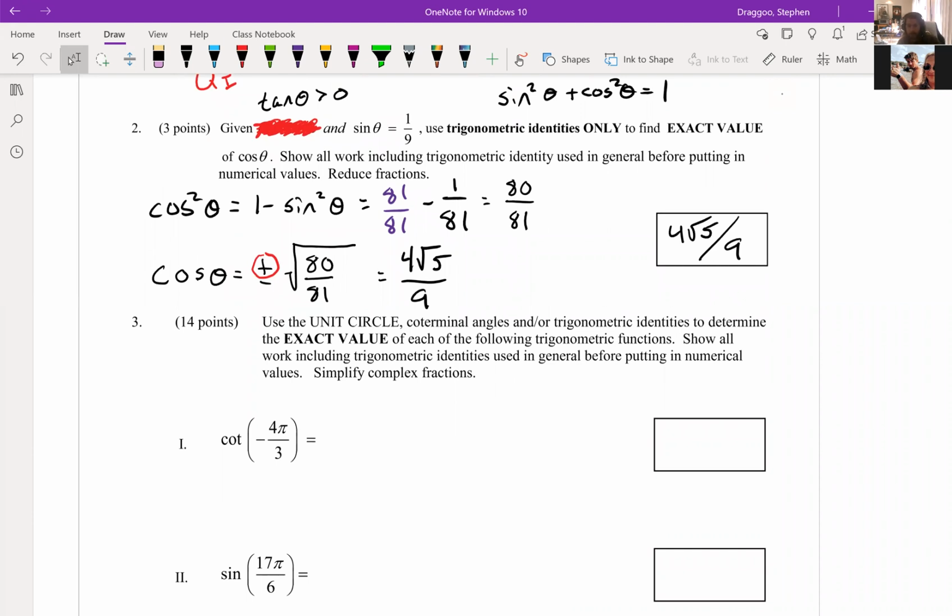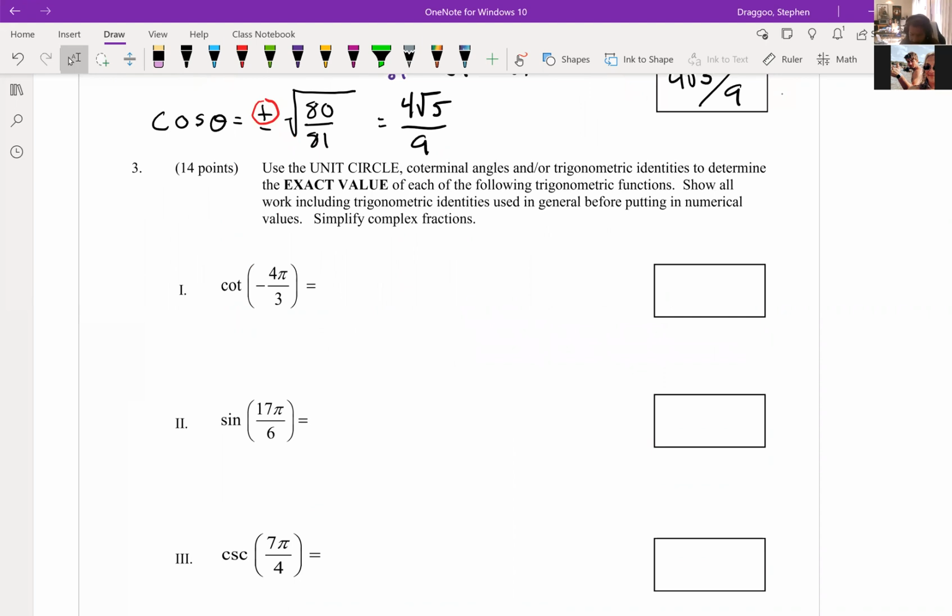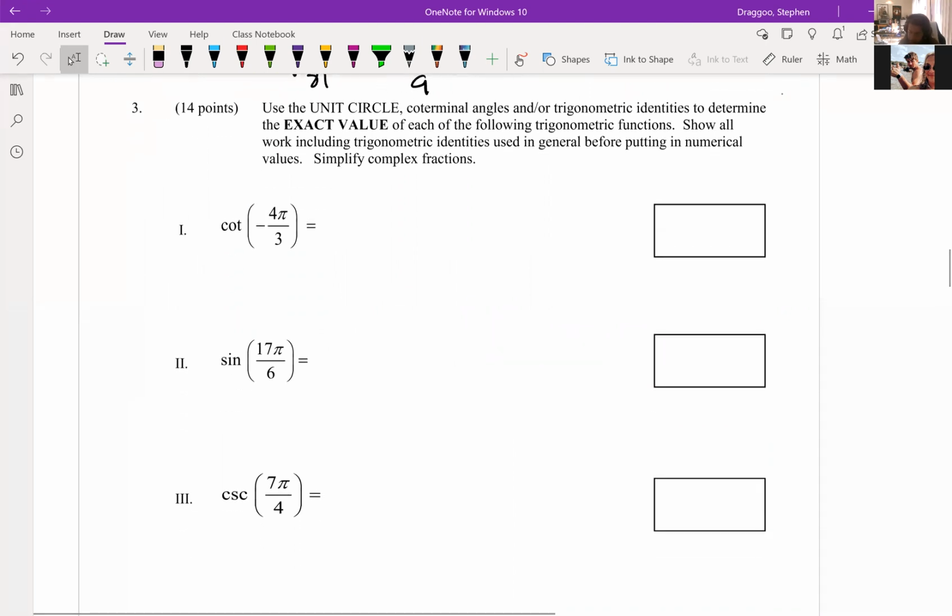Okay, number 3. Using the unit circle and coterminal angles, find the exact value of each of the following. So what do we want here? It looks like we're going to want to find some coterminal angles in each of these cases. So negative 4 pi over 3. I'm going to want to add 2 pi to negative 4 pi over 3 in order to come up with a coterminal angle. 2 pi is equal to 6 pi over 3, just to give ourselves a common denominator. So that's 2 pi over 3.